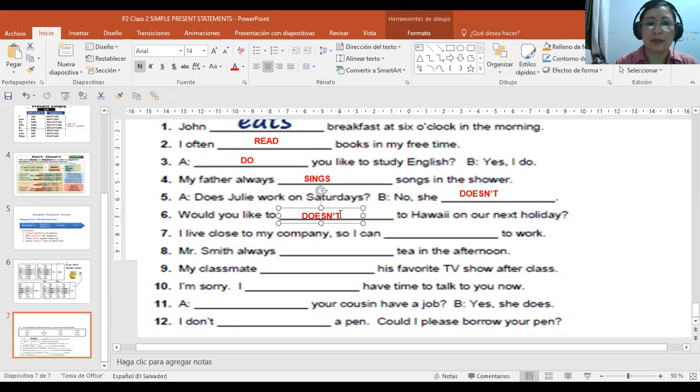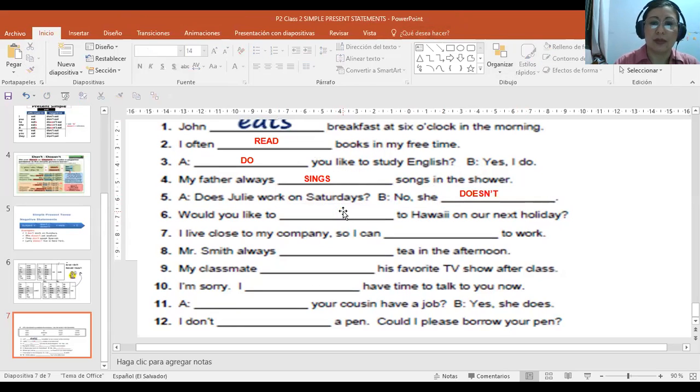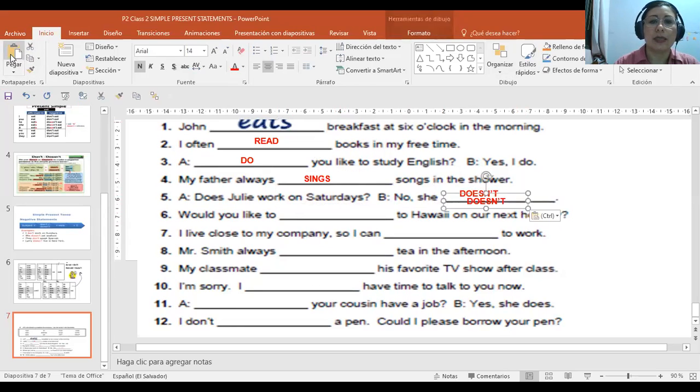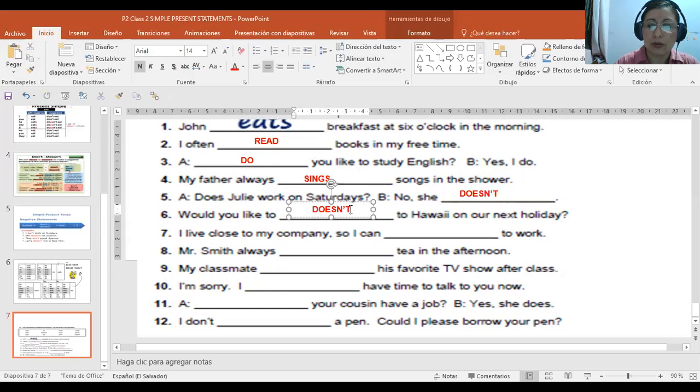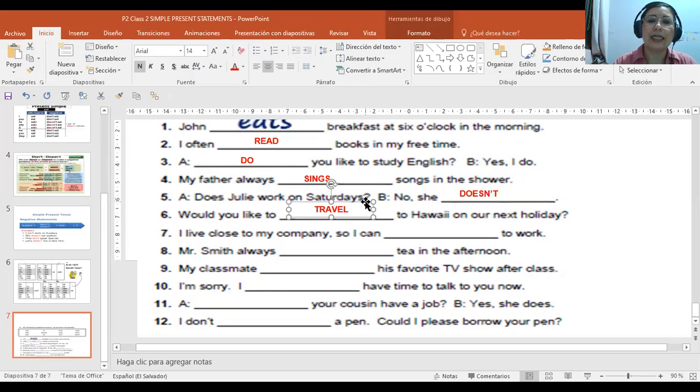Would you like to travel to Hawaii on our next holiday? Excuse me. Do you like to? Could you repeat? Do you like to travel. Okay. Do you like to travel to Hawaii on our next holiday? Excellent. It doesn't have an S because we are talking about you, right? Ahí no aplica la regla porque estamos hablando de you.